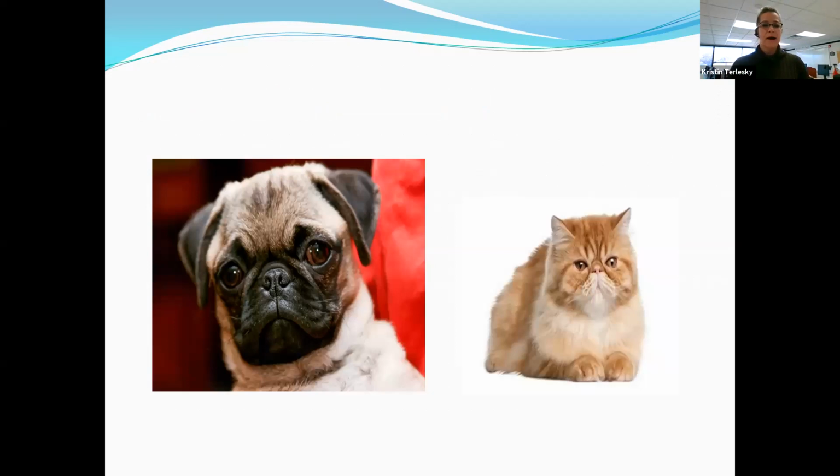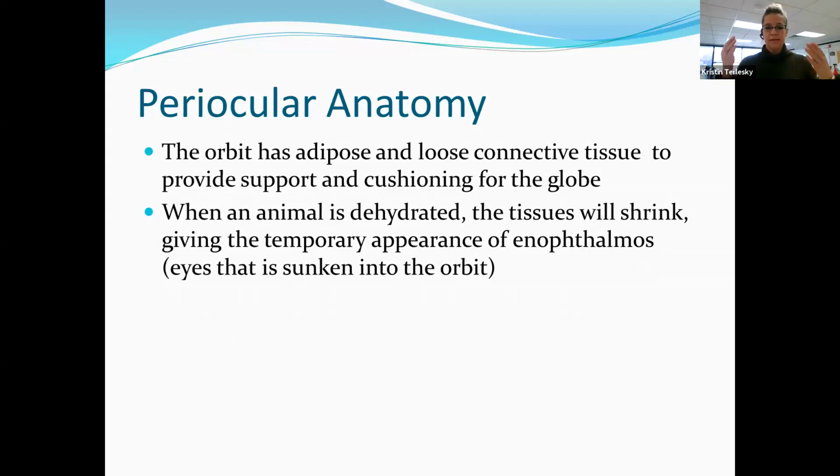The orbit itself has adipose, which is fat, and loose connective tissue, and that provides support and cushion for the eye. When the animal is dehydrated, just like in humans, those tissues will shrink, and the eyeball itself will sink back into the orbit, so it looks like the eyes are way sunken into the head. Even as a technician, you can sometimes tell when an animal is severely dehydrated when they come in, because those eyes will be sunken back. Humans do the same thing.